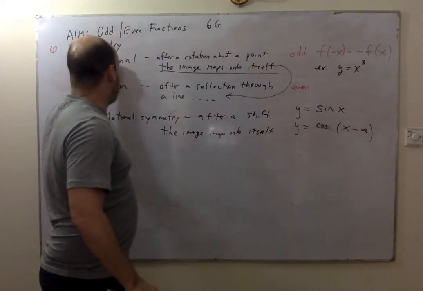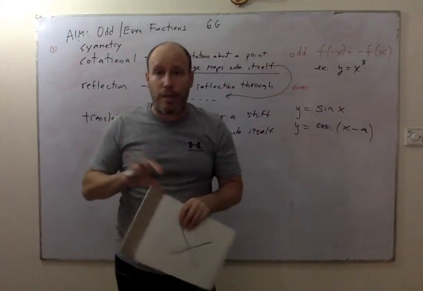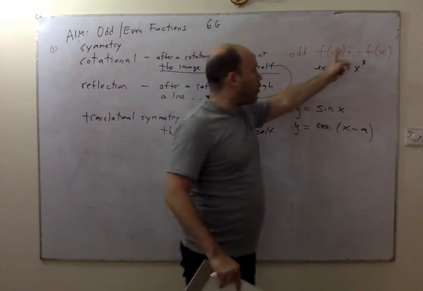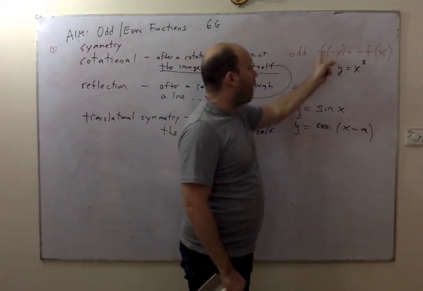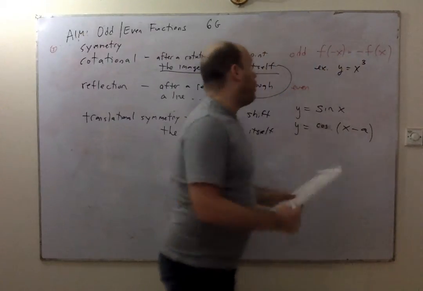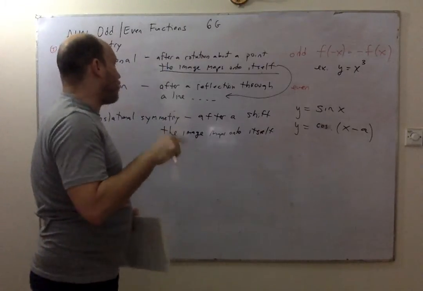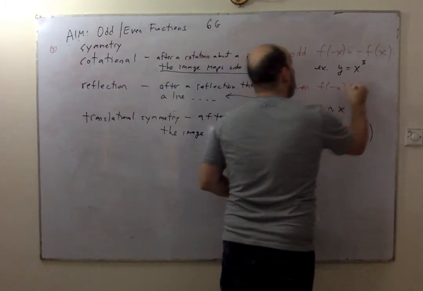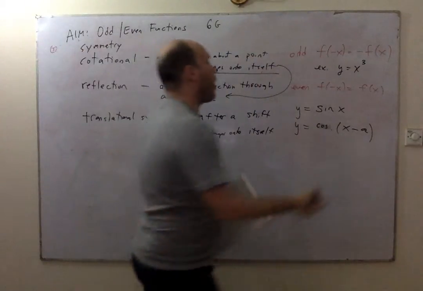Rotational symmetry: if you can take this function, turn it upside down, rotate it 180 degrees, and it maps onto itself, we say the function is odd. From a function point of view, if you replace the x with negative x, you get negative f of x. Reflection is after a reflection over the line, so we say it's even if f of negative x equals f of x. That's y equals x squared.